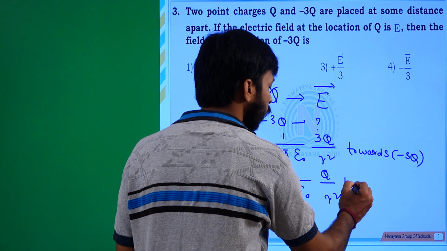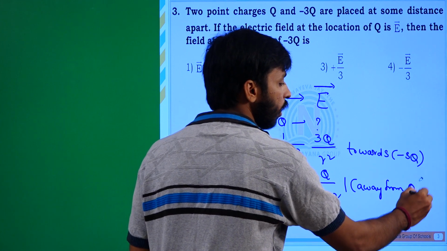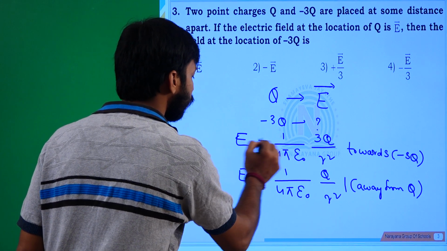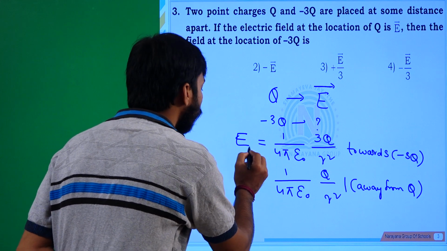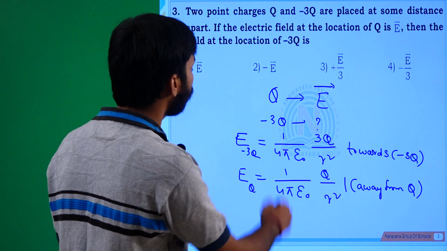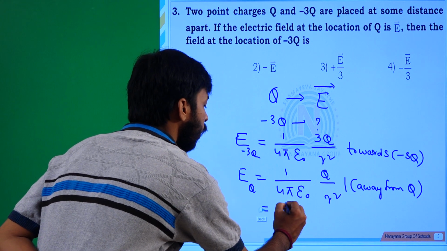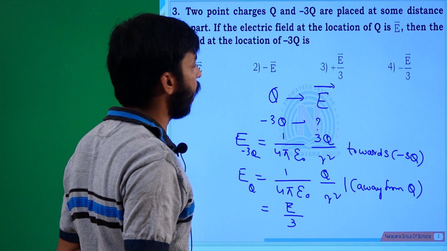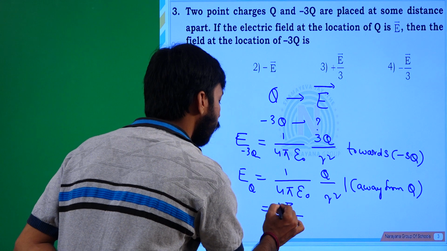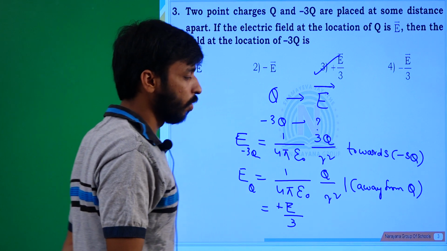This is away from capital Q. So what is the ratio? One is E, for example, the field at Q, and the field at the location of minus 3Q is E by 3, in the reverse direction. So that is the third option.